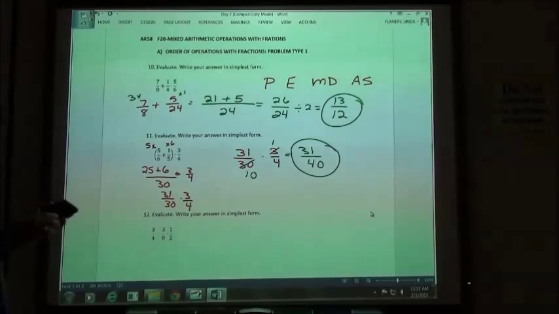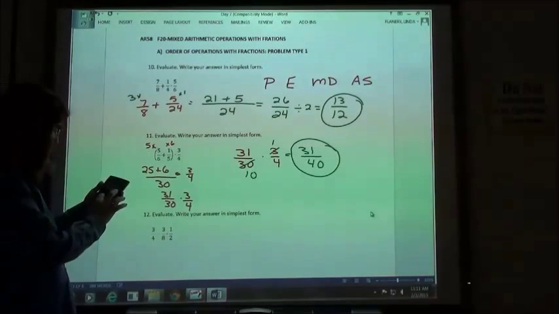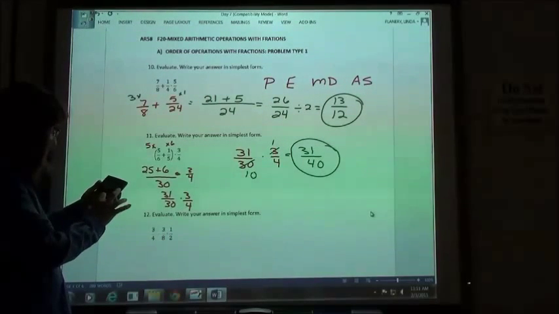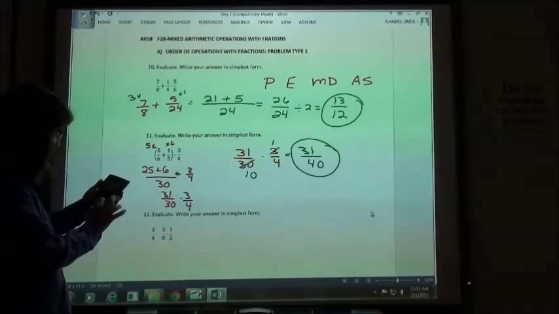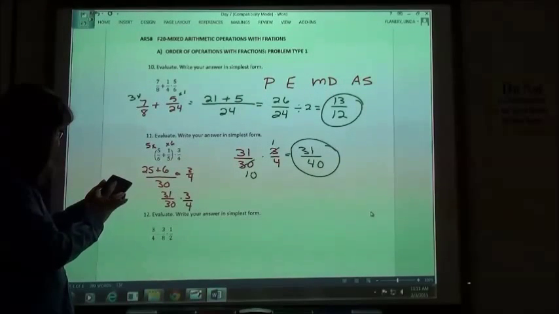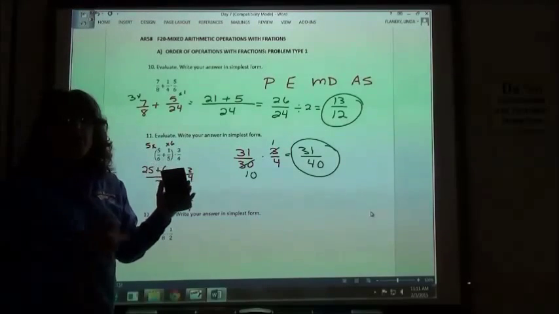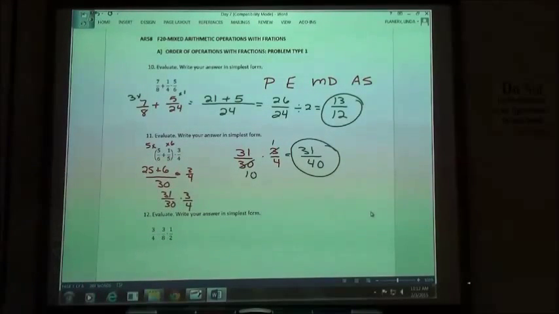Again, if I'm going to check that with my calculator, just like it looks: parentheses, 5 fraction 6 plus 1 fraction 5, close my parenthesis, times 3 fraction 4 equals 31 over 40. This one's a proper fraction, so it is in the form that we want.